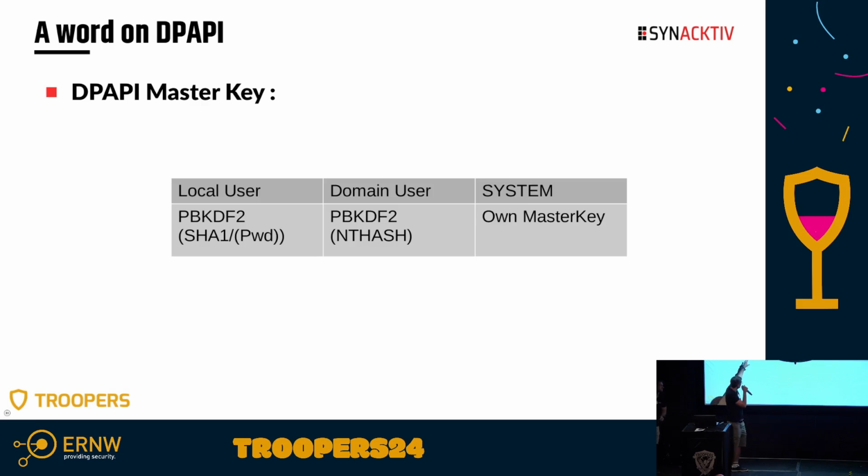For a local user, it was derived from the SHA-1 of the password. That's why when we talk about Windows Hello, not Windows Hello for Business, we saw that we needed the password of the user. In fact, we only needed the SHA-1 of the user's password, but who knows. Regarding domain users, it's derived from the NTHash of the user's password. And for the system environments, they have their own master keys. It's lying in the registry. It's often used for SSIDs, and it's used for what we saw earlier.